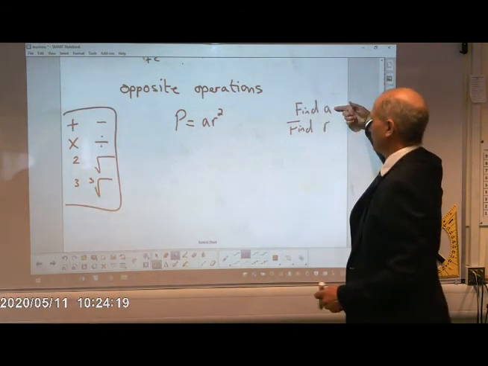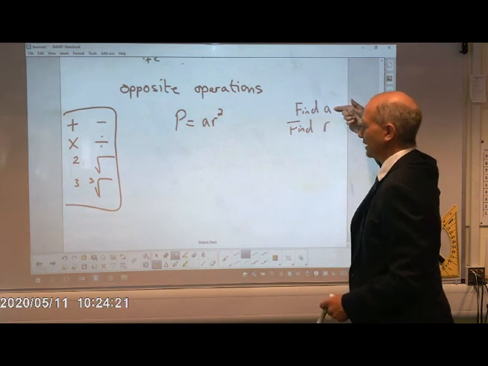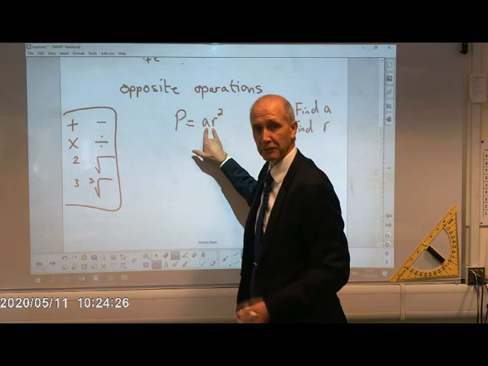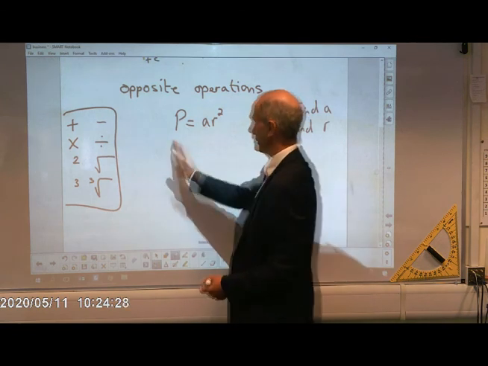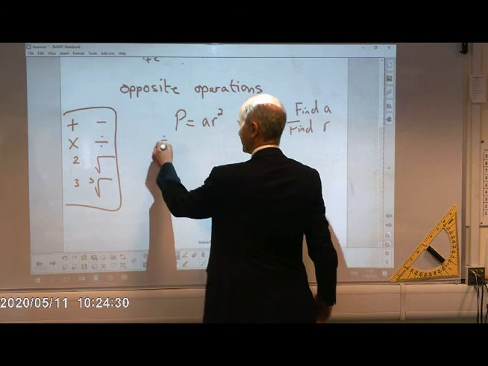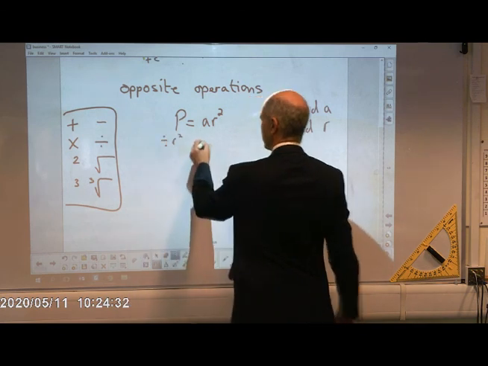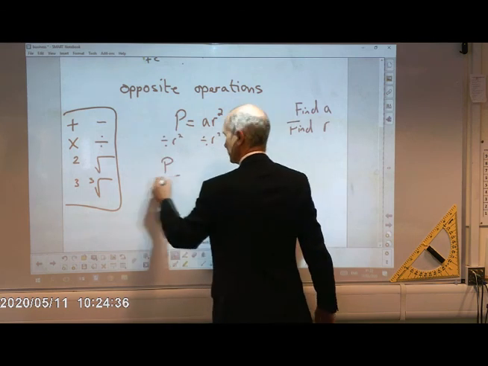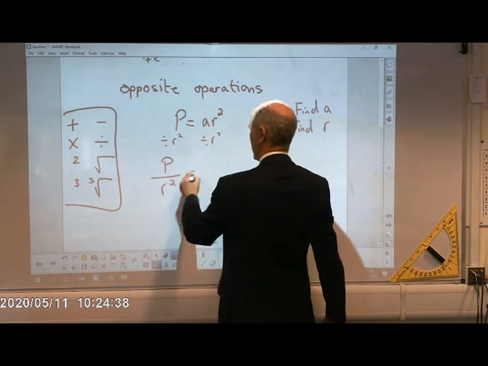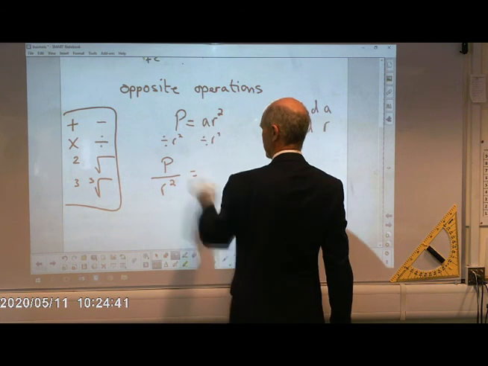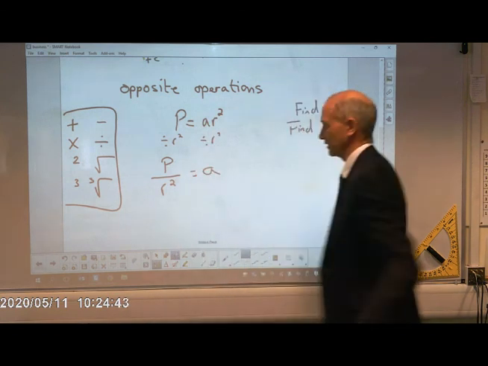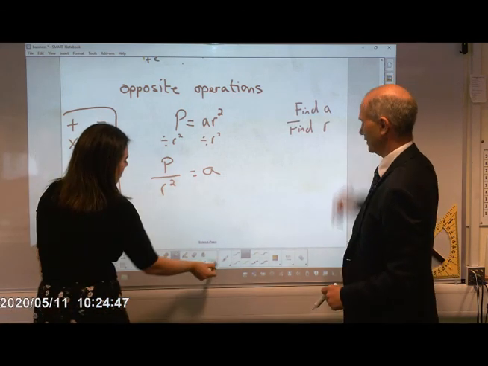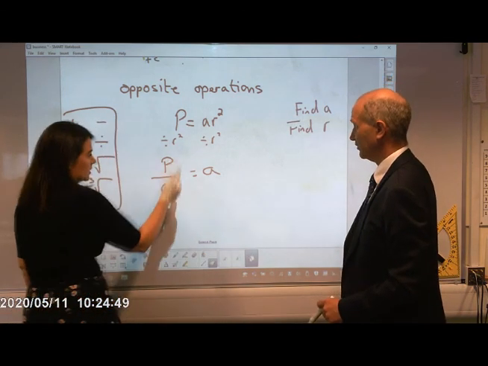So I want to start off by finding A. At the moment, A is being multiplied by R squared. The opposite would be to divide by R squared. So I'm going to divide both sides by R squared. So this side becomes P divided by R squared. And on this side, the R squared and the R squared will cancel each other out, just leaving us with A. Absolutely.